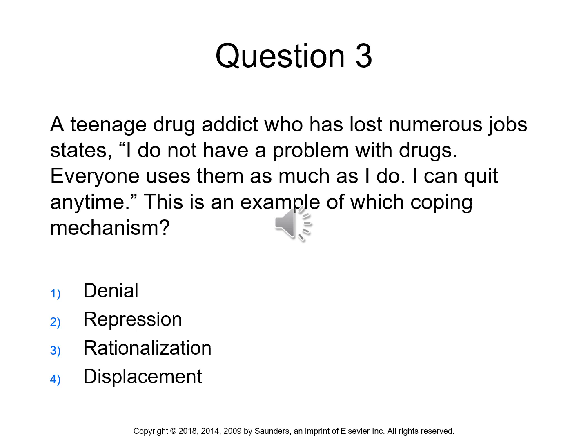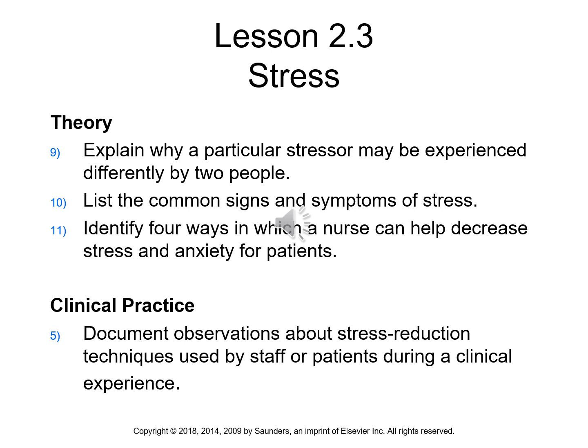So we're going to talk about coping mechanisms in a little more detail here. All right, in this section, these are the objectives we'll cover. Explain why a particular stressor may be experienced differently by two people. List the common signs and symptoms of stress. Identify 4 ways in which a nurse can help decrease stress and anxiety for patients. And then in clinical practice, document observations about stress reduction techniques used by staff or patients during a clinical experience.